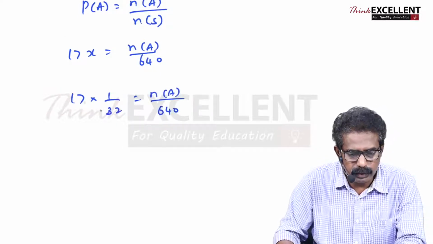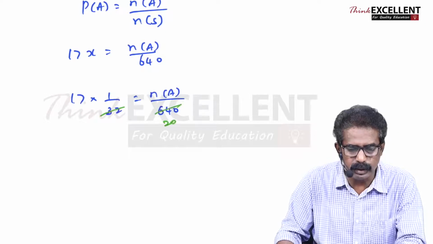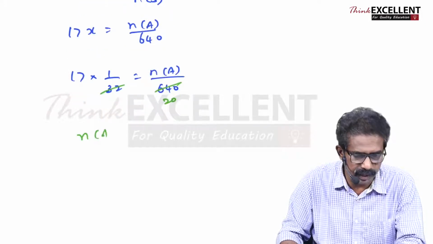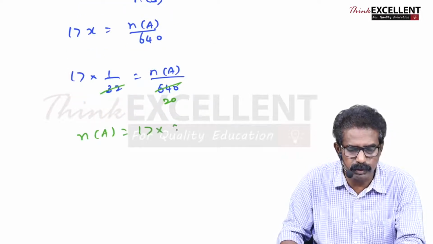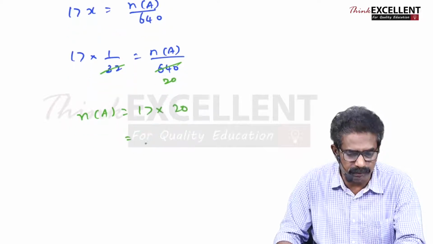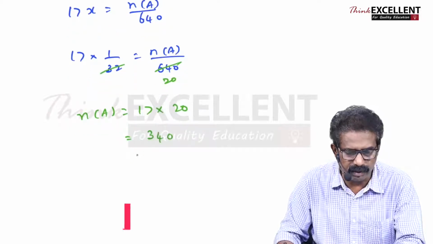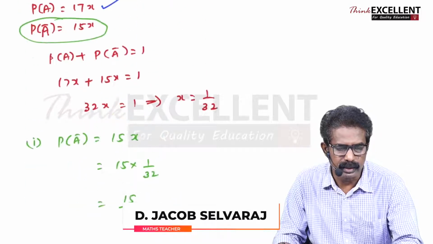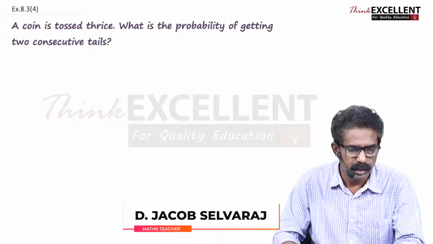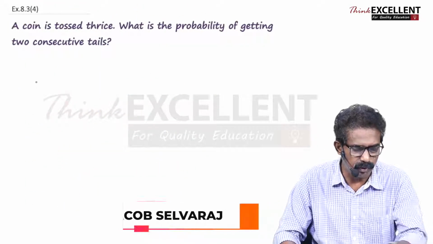This 32 table you cancel, you'll get 20. Cross multiply. So n of A is equal to 17 into 20. 17 into 2, 34. So you will get 340. Okay, so that's the answer for the second part. Now let's move on to question number 4.